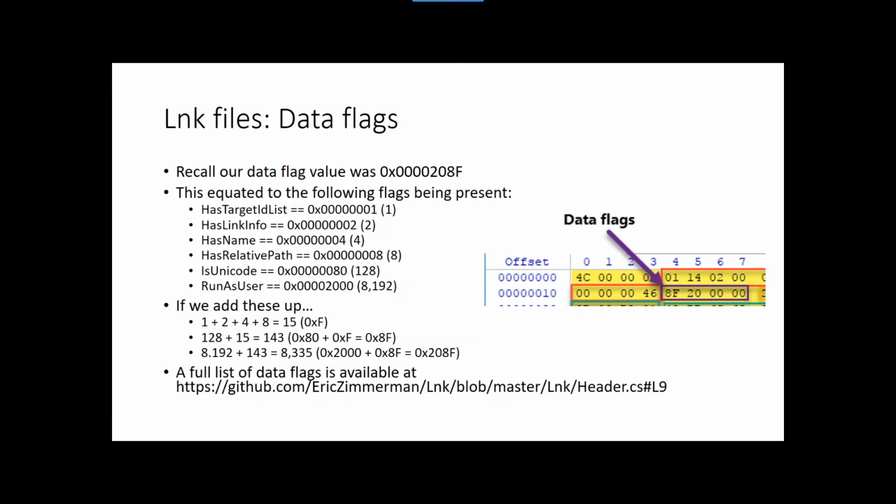It will give us the fact that we see a 1 there. That means that we have to parse out a target list. We see a 2, link info. 4, it has a name. 8, it has a relative path. Our encoding is Unicode. And down there at the bottom, that run as user, if you recall from the shortcut properties screen, it runs as administrator. Well, the fact that we have 2000 there is going to be what controls that.